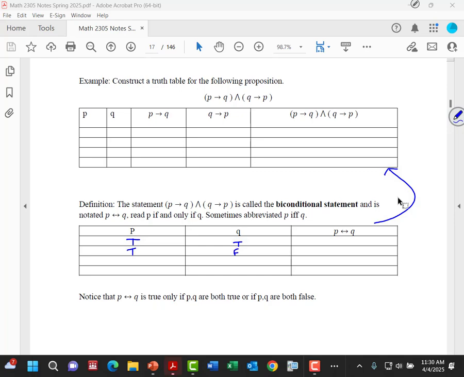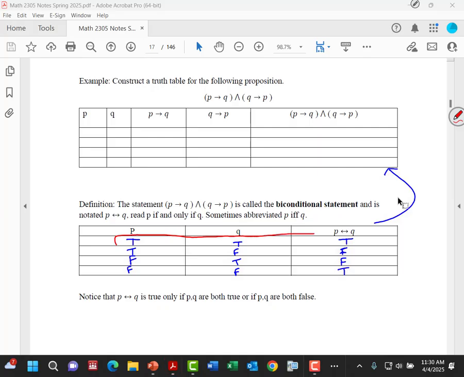True, false, false, true, false, false. So what was it in the previous example? It was true, false, false, and true. And so notice that P if and only if Q is true only if P and Q are both true, or if P and Q are both false.